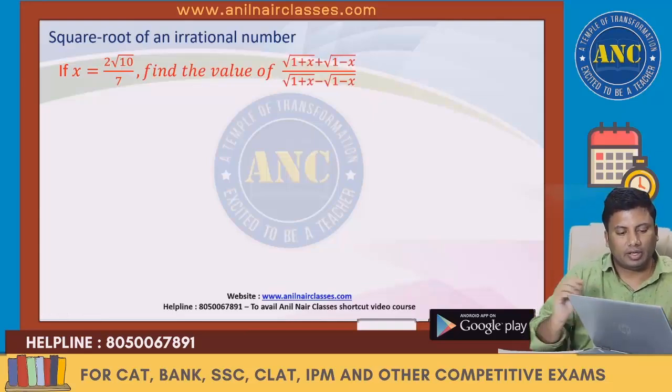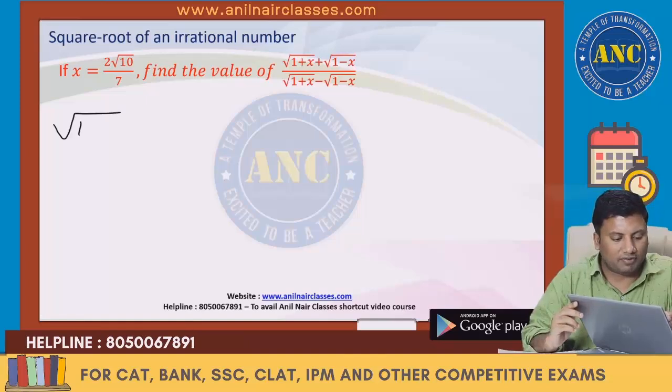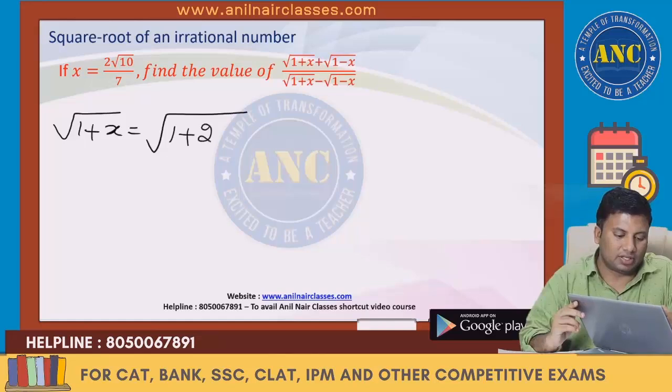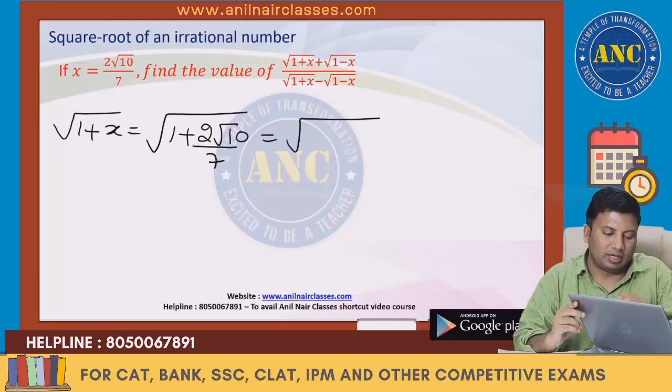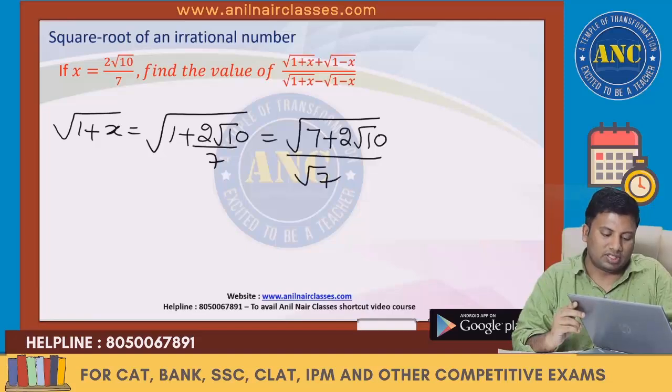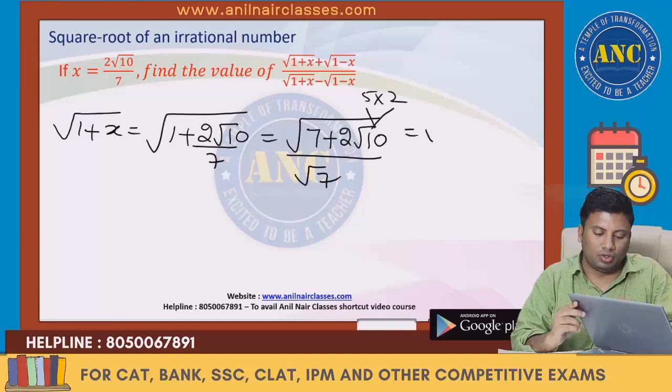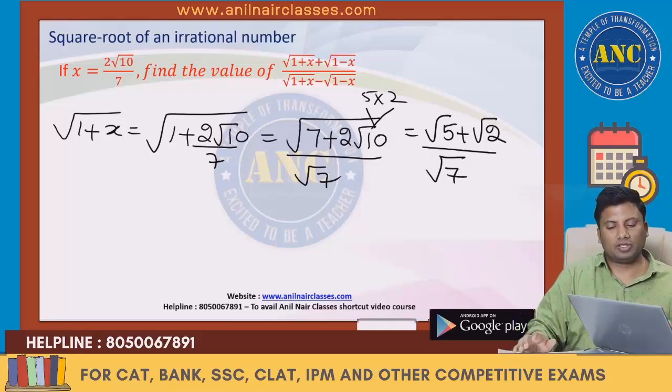x = 2√10/7. Find √(1 + x). It is nothing but √(1 + 2√10/7). This is nothing but (√7 + 2√10)/√7. 10 is nothing but 2 × 5, so it is (√5 + √2)/√7.